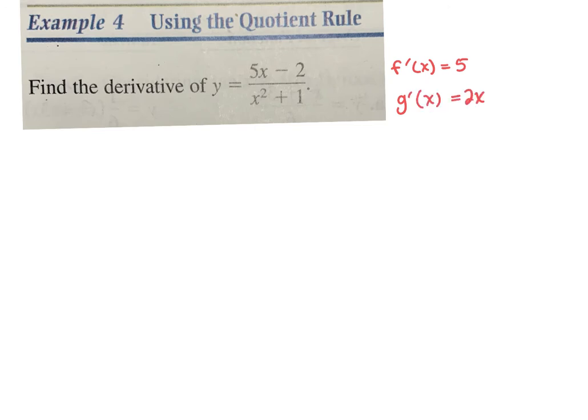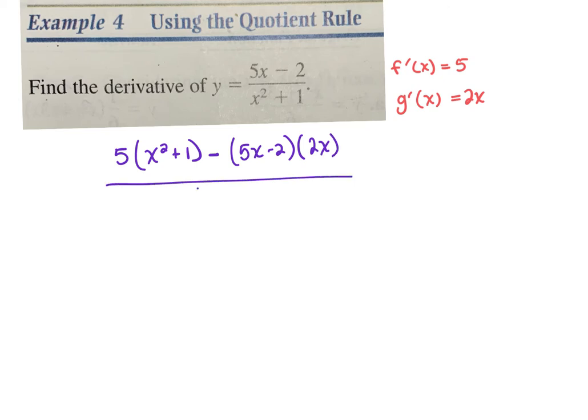And then I'm just going to plug it in. The derivative of the top times the bottom, minus, this one is subtraction, the top times the derivative of the bottom, and that's all over the bottom function squared. You're going to distribute the number one.